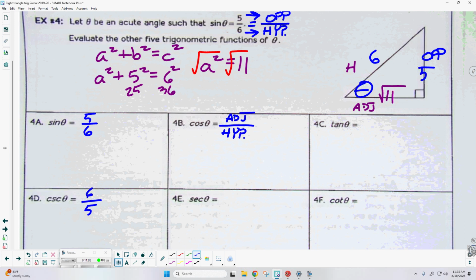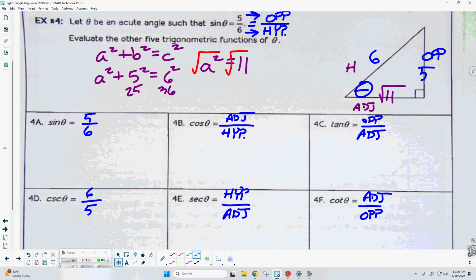But what was tangent? What's tangent's ratio? Ooh. Opposite over adjacent. Okay. What's the reciprocal of cosine? Okay, secant. So secant is the hypotenuse over the adjacent. And tangent and cotangent are reciprocals. So cotangent is going to be the adjacent over the opposite.